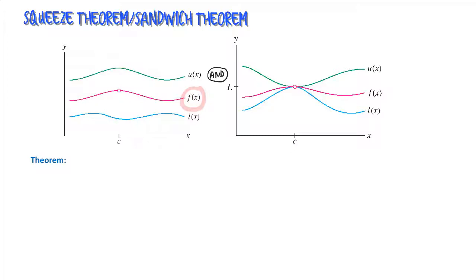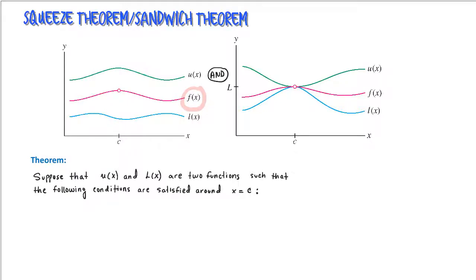What I want to do now is to formally state the squeeze theorem. I feel that it would be wrong on our part if we just move on and not formally state such a crucial, such a fundamental result of calculus. So let's begin by stating the formal initial statement. It says here, suppose that u of x and L of x are two functions such that the following conditions are satisfied around x equals c.